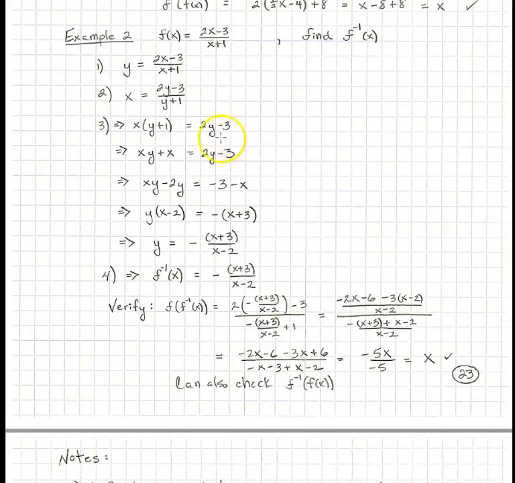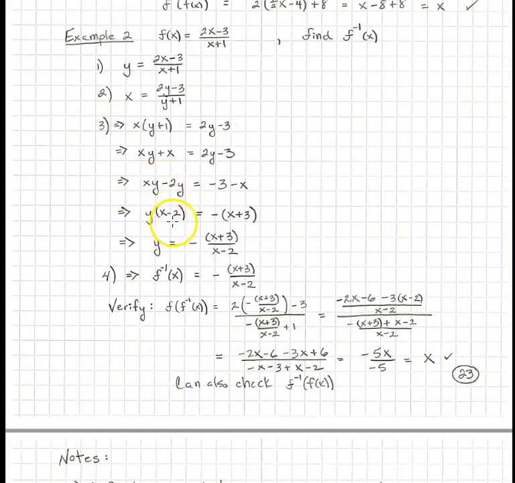So to do that, I first must distribute this x through. So I get x times y plus x when I distribute x times y plus 1 equals 2y minus 3. Now get all the y terms on the left. So subtract 2y from both sides to get xy minus 2y over here. Subtract x from both sides to get minus 3 minus x on the right side. Now it's just a pretty simple thing to solve for y, because all I have to do is factor y out of this side here.